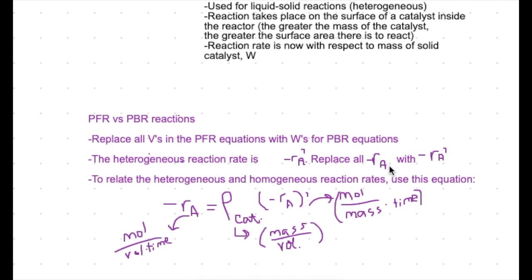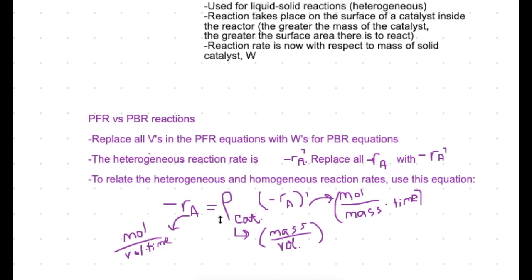So everywhere you see a negative RA, you're going to replace it with a negative RA prime. The last point is a new equation that you can use to relate the homogeneous and the heterogeneous reaction rates with one another. Negative RA is our homogeneous reaction rate, which we discussed earlier is in units of moles per volume times time.